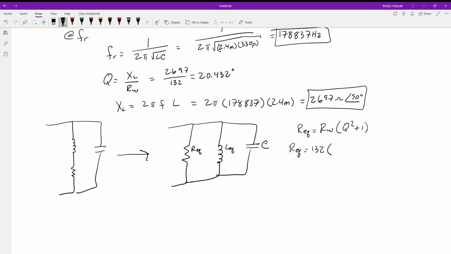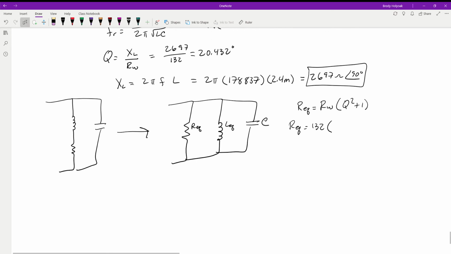Now remember earlier when I said if our Q is over 10, we don't have to worry about the L equivalent. It's not going to make much of a difference. So now when we plug this in, this value is not going to make much of a difference for our inductor. But for the equivalent, we still have to take that into account for the R equivalent. So we have 20 squared plus 1. And this value comes out to be 55,238 ohms.